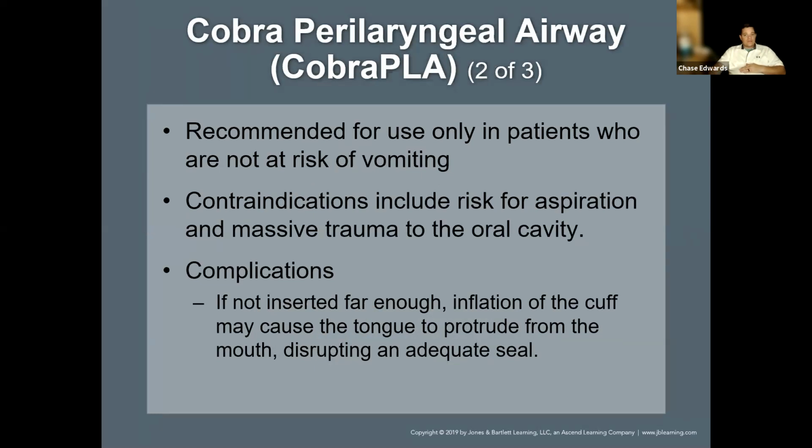So they're recommended in patients who aren't at risk for vomiting, so that's a good one. Contraindications: risk of aspiration or massive trauma to the oral cavity. Don't use it. Complications of the Cobra: if the Cobra is not inserted far enough, inflation of the cuff may cause the tongue to protrude out the mouth. It'll push the tongue right out.